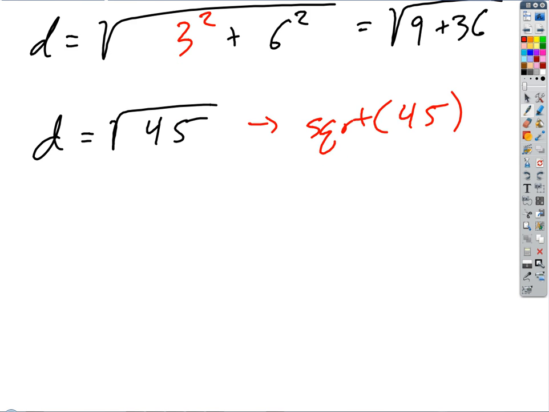I've got to break up that 45 into a product of the biggest perfect square that divides into 45, and then whatever else is left, whatever that multiplies by. So somebody, what's the biggest perfect square that divides into 45? A perfect square is a number whose square root is an integer, right? Yeah, sure. Well, let's put that away. So we get 9 times 5.